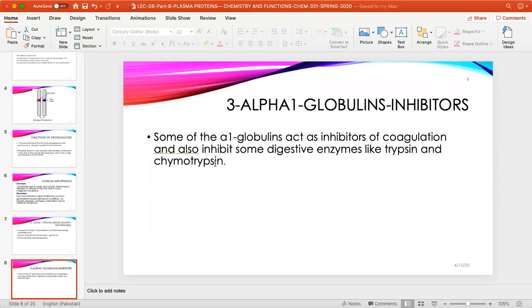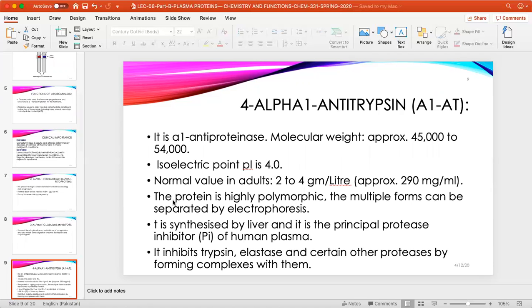Next, we go to slide number 8, which explains the third type, known as alpha-1 globulin inhibitors. Some of the alpha-1 globulins act as inhibitors of coagulation, and they also inhibit some digestive enzymes like trypsin and chymotrypsin. Okay. So next we go to the fourth kind, known as antitrypsin, or abbreviated as alpha-1 AT. So it is alpha-1 antiproteinase. Molecular weight approximately 45,000 to 54,000.